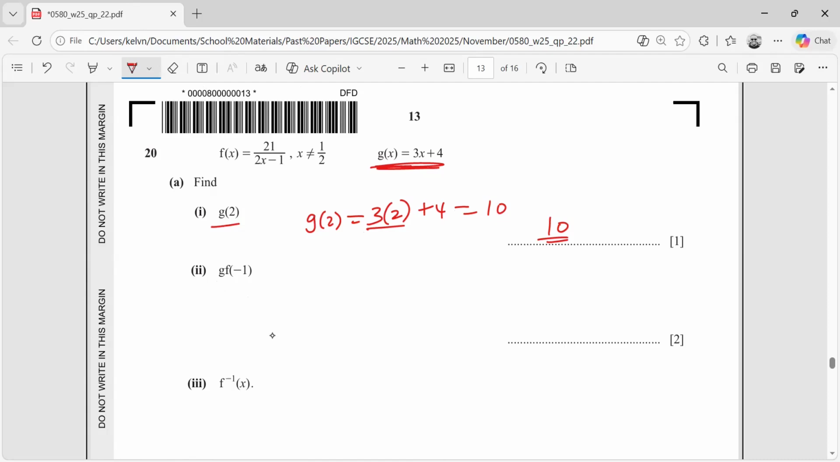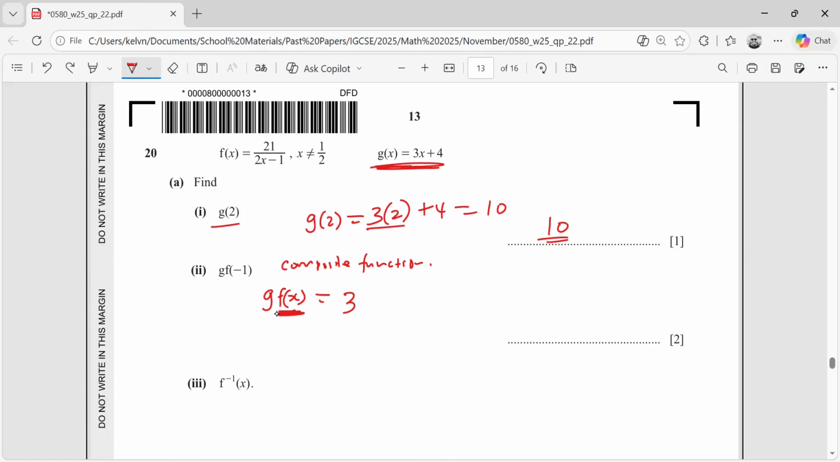So we go to gf of -1. This is a composite function. If you know how to work with functions, first of all I'm going to figure out what gf of x is, before I put the number. What I do know is that usually the inner function becomes the input for the outer function. The outer function is g, which is 3x plus 4. Where there is x, I'm going to put the value of f of x.